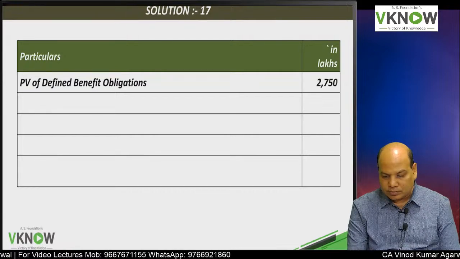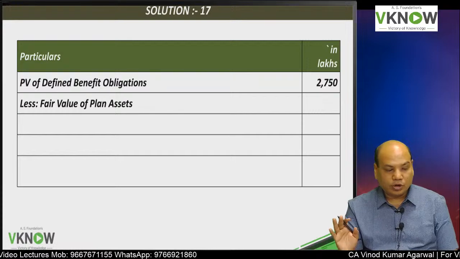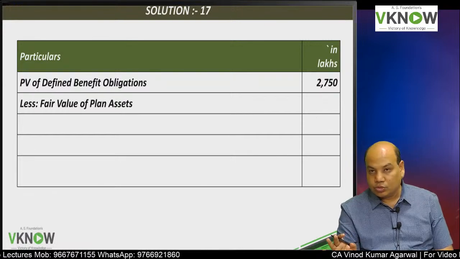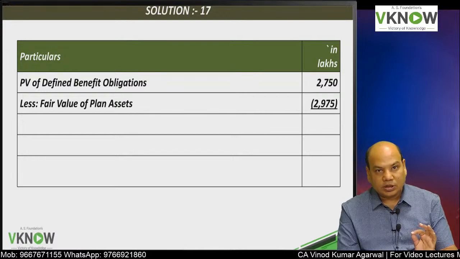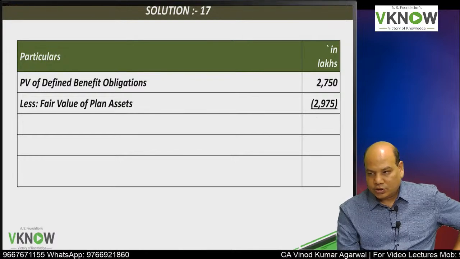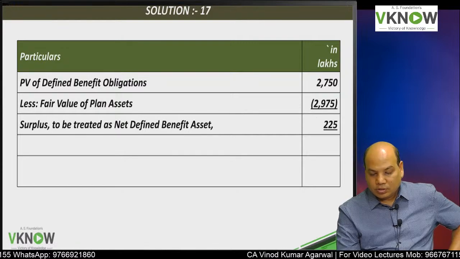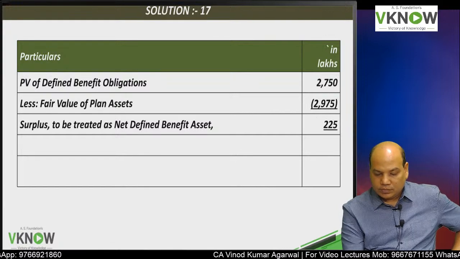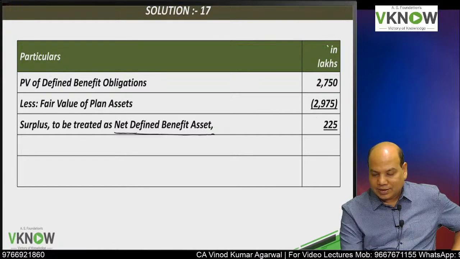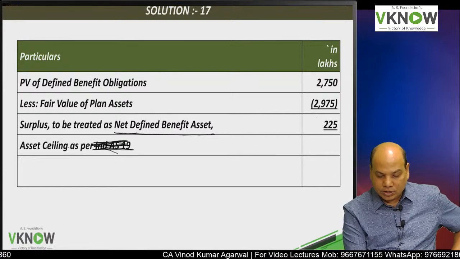100% same problem. So what you should do in the exam, you will have to first write PV of DBO, which is 2750. Source is a reference book. Study material does not have such good questions. Less fair value of plan asset 2975. So therefore the difference is 225. Can we call it an asset in the balance sheet? The answer is no.